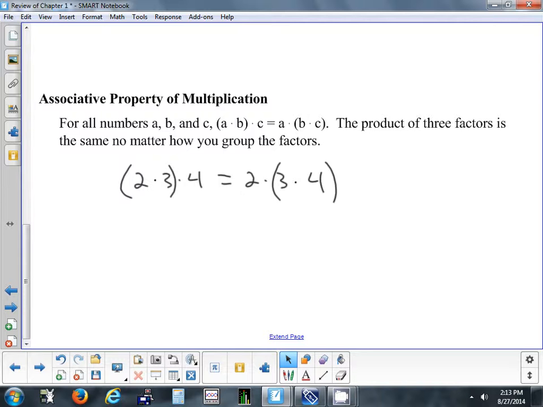Okay? 2 times 3 is how much? And what's 6 times 4? 24. Okay, let's do it on the right. What's 3 times 4? 12. What do you get if you double 12? 24. Okay? So those are two important properties.